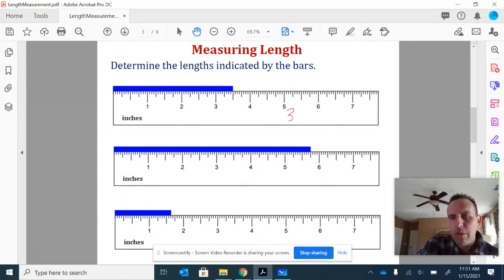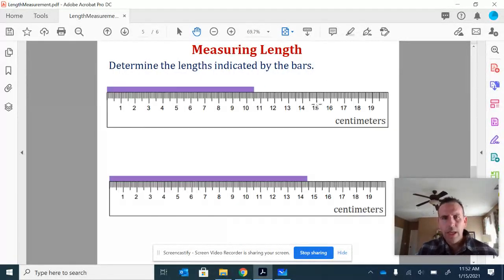This first one would be 3 1/2 inches. All right. This second one would be 3 3/4 inches. And this last one down here, I'm having a little trouble seeing it myself, but it looks like it's 1 5/8 inch. All right. On our next page here, we have a couple examples with centimeters.